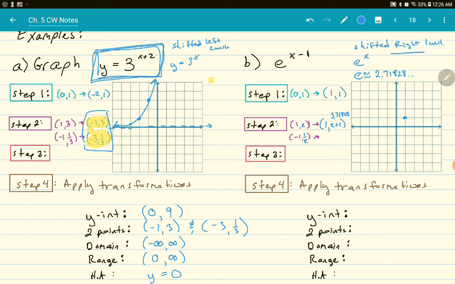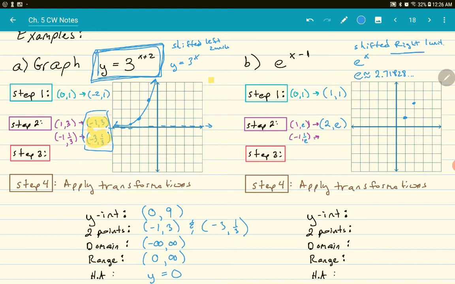Whoops, that's not right, is it? Sorry, we shifted right 1. I did the wrong thing. Let me undo that. Sorry, we're shifting right, not up. So we keep the e, but shifting right, now that becomes a 2. And we still have e. So at 2, I have 2.7, almost 3, right about there.